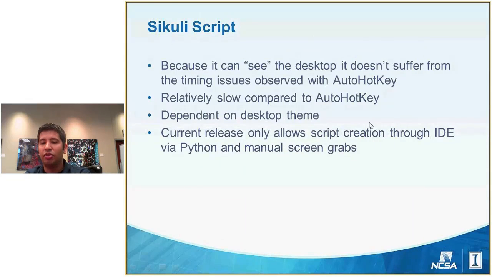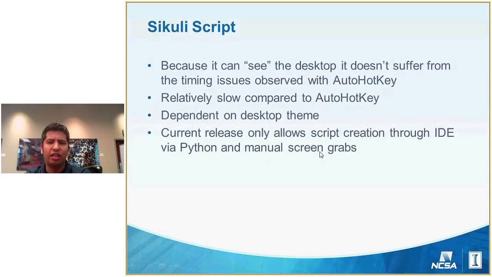But because it can see, it doesn't suffer from the timing issues of AutoHotkey. The downsides are, though, it is relatively slow compared to AutoHotkey. It has to do this pattern matching. So it's basically moving a little sub-window over the entire desktop several times per second, comparing the contents to see if it matches. That takes a little bit of time. It's also dependent on your desktop theme. So if you write a script on one machine and try to move it to another machine, if it's the same default desktop, that's fine, I think. But if you change the fonts, backgrounds, borders, or colors, it won't work because it's looking for an exact match.